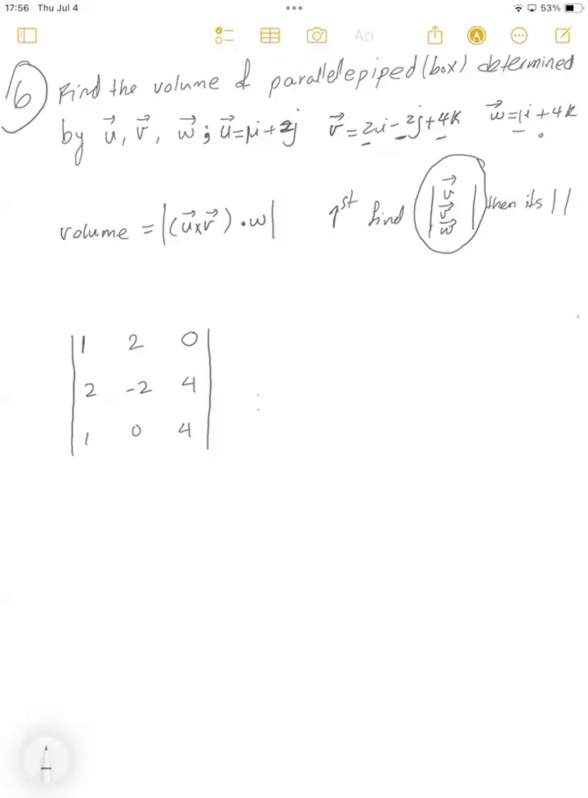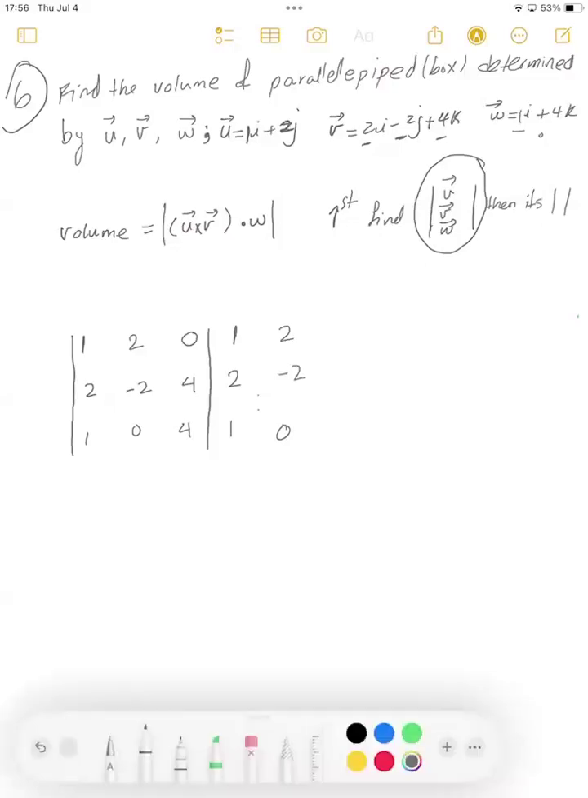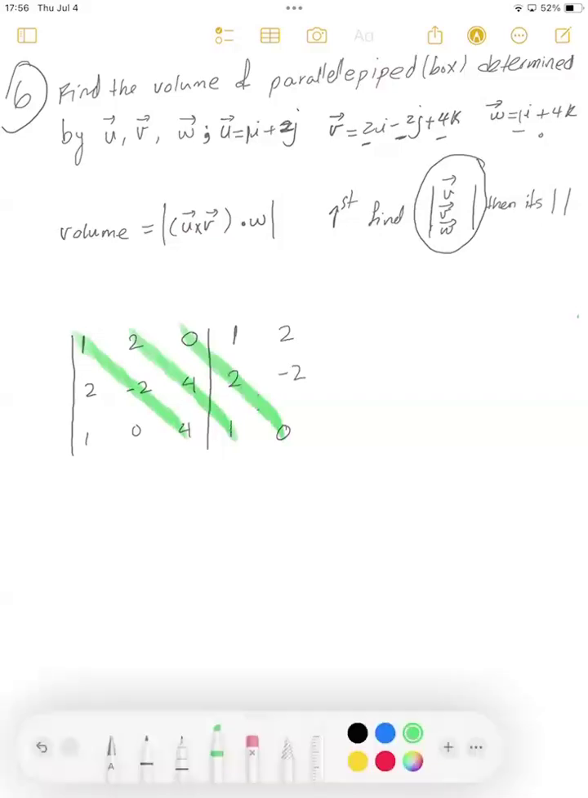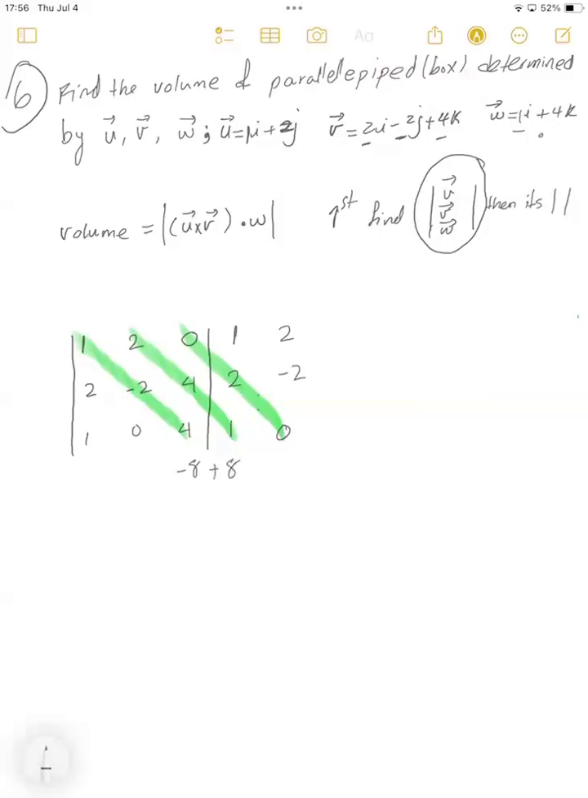And to evaluate a determinant, we are going to write the first column outside, 1, 2, 1, 2, negative 2, 0. And we are going to multiply this diagonal and this diagonal, add them up. So let me do that first. 1 times negative 2 times 4 is negative 8. 2 times 4 times 1 is positive 8. 0 times 2 times 0 is 0. These two cancel each other. You get 0 for the green diagonals.